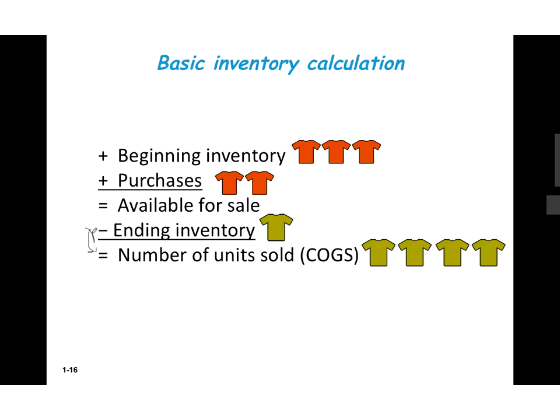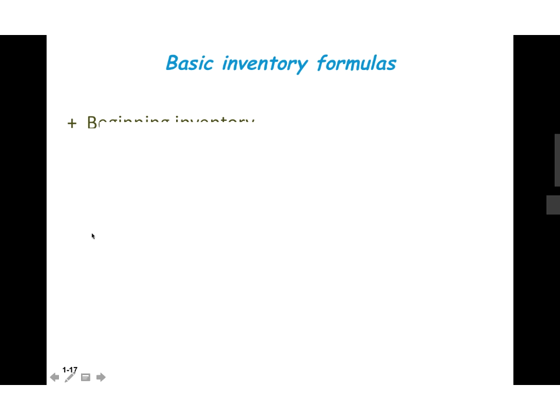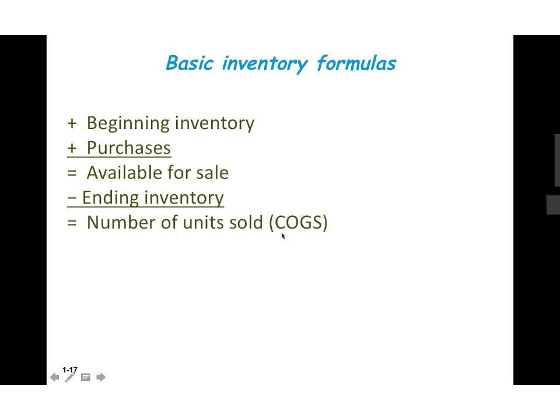Okay, so what we've got here is we're swapping the last 2, ending inventory and number of units sold, so we can solve for one or the other. We're going to keep going. I've got these formulas written on one page. So our basic inventory formulas are beginning inventory plus purchases equals available for sale, minus number of units sold. Now you wrote that one down. I just substituted number of units sold. It's also cost of goods sold. So we can use this formula with both units or dollars. So we're going to do both of those today.